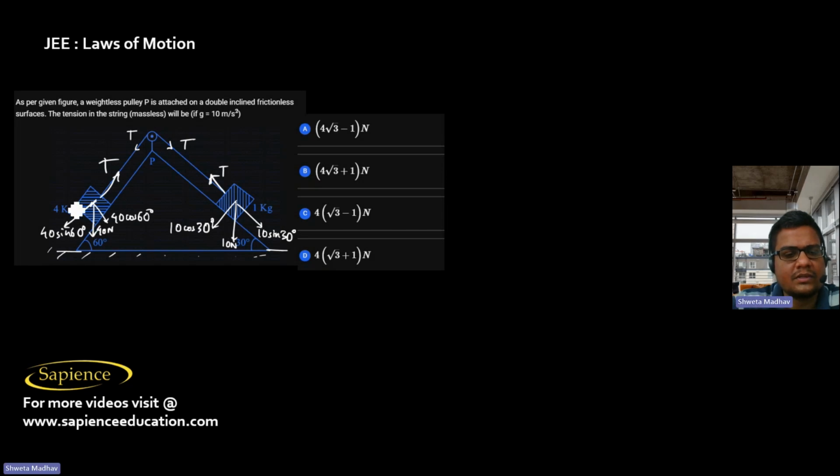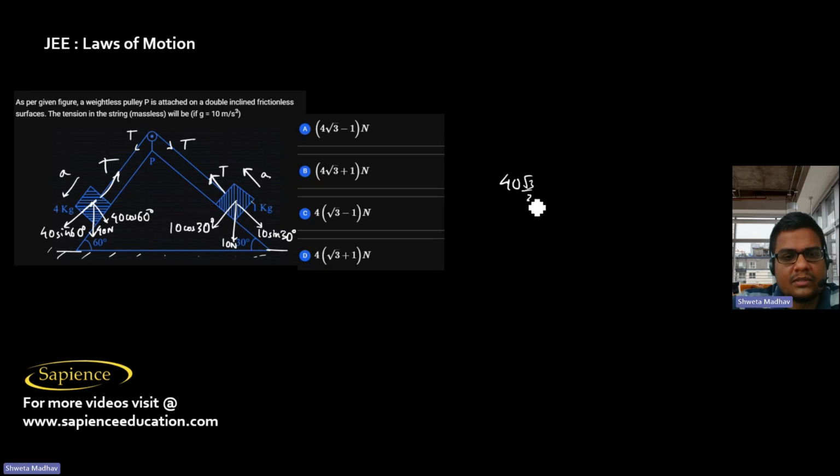So suppose we assume that the system is moving downwards with an acceleration a. So this 1 kg object will move upwards with the same acceleration a. Since they are connected by a string, the motion is constrained. So if 4 kg moves downwards with acceleration a, 1 kg also will move upwards with acceleration a. Now here we can say that this will be 40 sin 60.